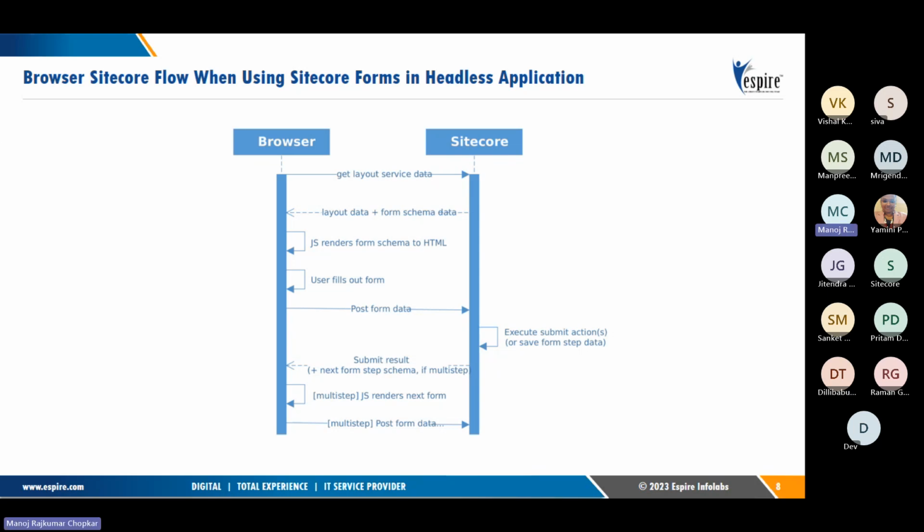If you can see in this screenshot, we'll try to understand with the help of it. Whenever a page is hit on the browser, the browser gets the layout service data from Sitecore. If you're not aware, in the headless solution we have two ways to get data using the layout services: one is using the REST layout service, and the second is using GraphQL. The browser gets data using the layout service. Sitecore in return gives the layout data plus additionally the form schema data.